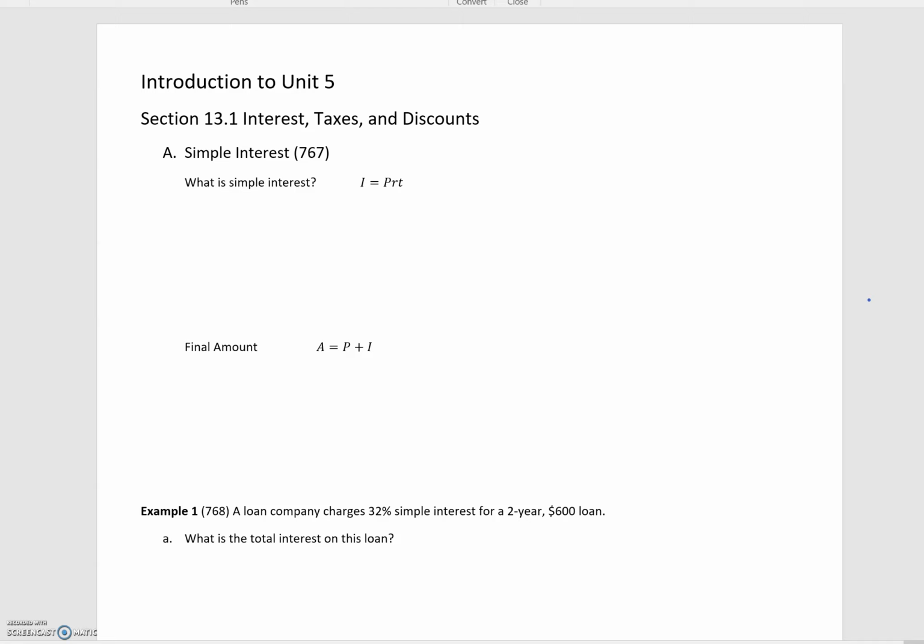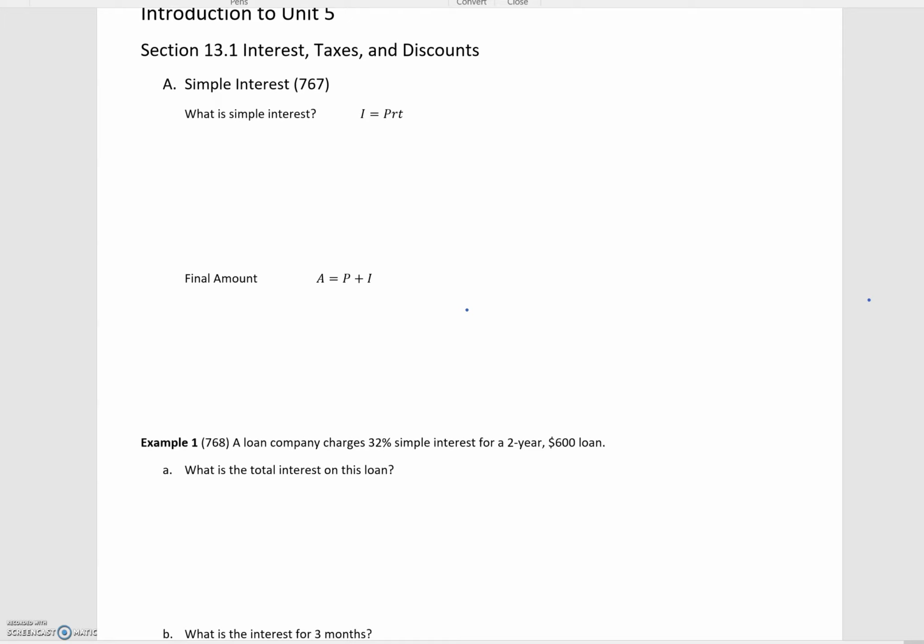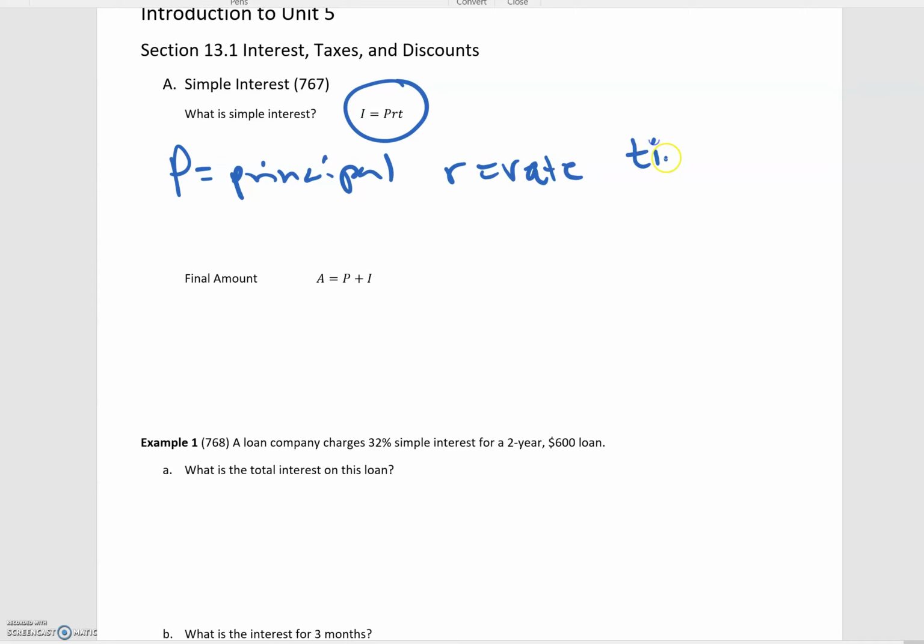All right, so first topic is interest, taxes, and discounts, and we're going to begin with simple interest. This first equation really is a way that someone can calculate simple interest on an item or an experience. So what the P, the R, and the T stand for: the P stands for principal, which is the cost of the item or experience that you are dealing with. R is the rate. T is the amount of time that the interest will be taking place.